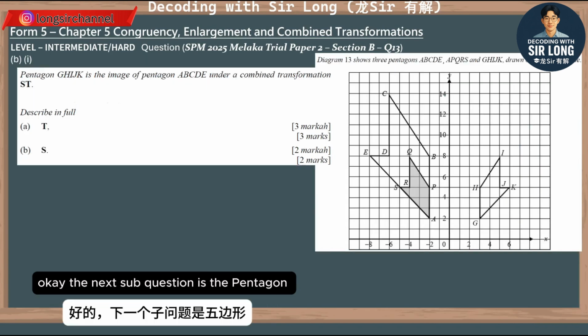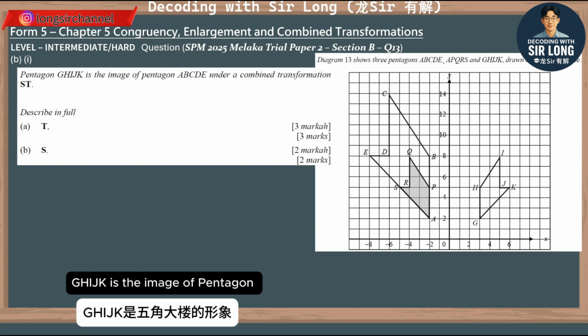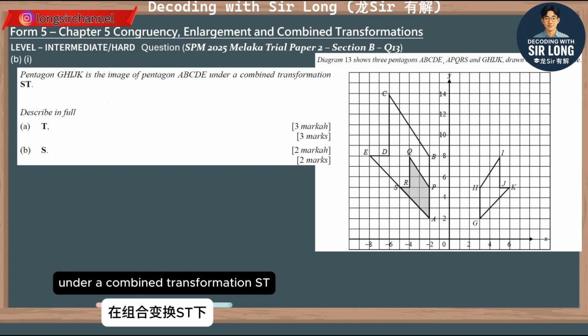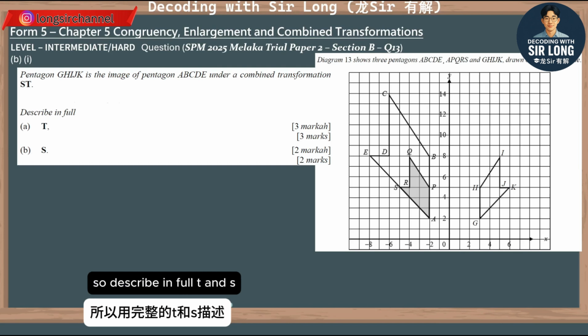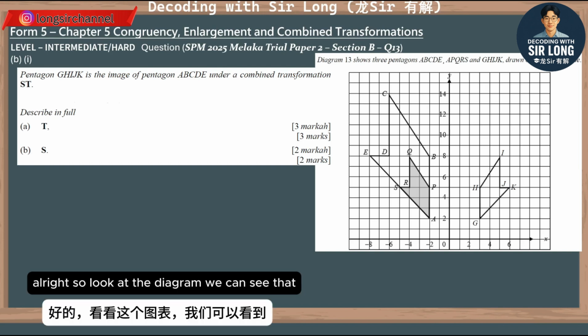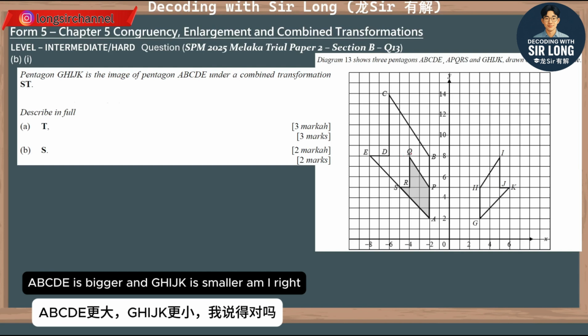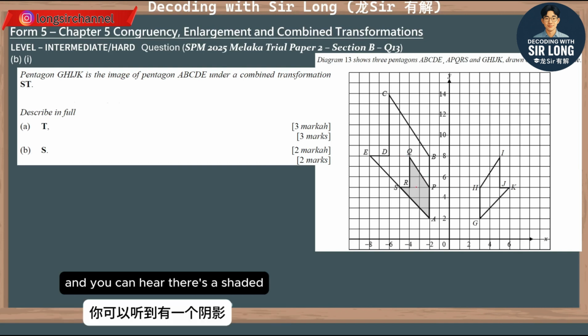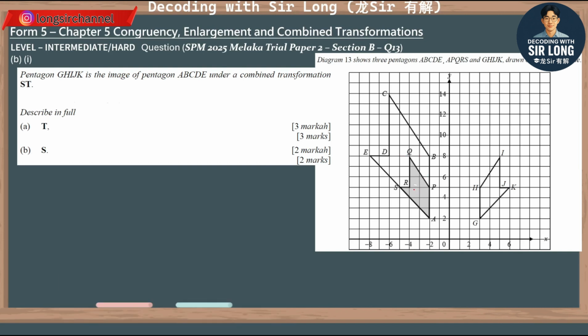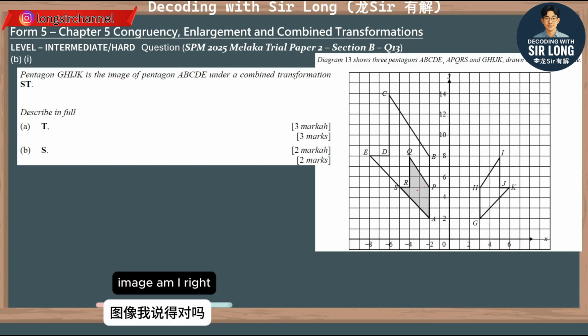Okay, the next sub-question is: pentagon GHIJK is the image of pentagon ABCDE under a combined transformation ST. Describe in full T and S. Alright, so look at the diagram. We can see that ABCDE is bigger and GHIJK is smaller, am I right? And you can see there's a shaded image, am I right?